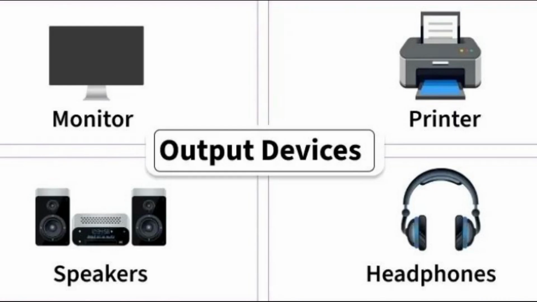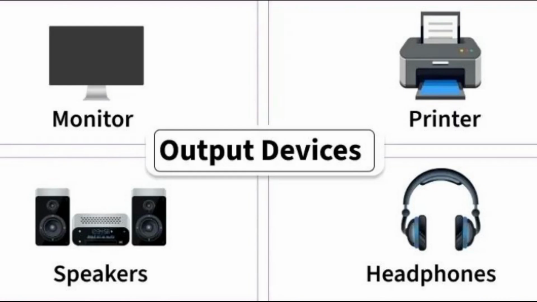A 3D printer is a modern output device that creates three-dimensional objects from digital models. It is widely used in industries such as manufacturing, medicine, education, and engineering. 3D printers can produce prototypes, tools, medical implants, and even artificial organs.